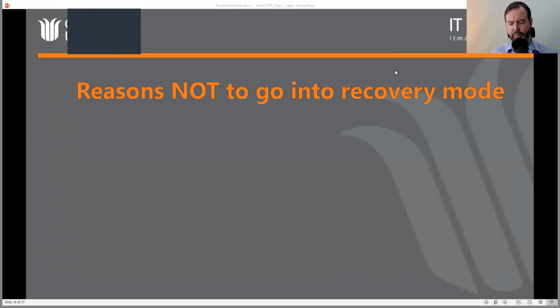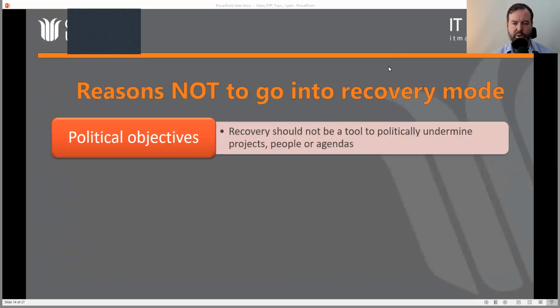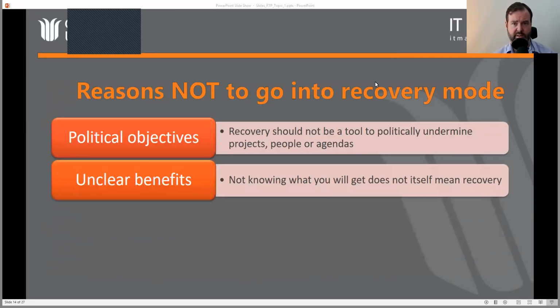So if we're looking at different perspectives, what are some of the reasons why we might not go into recovery mode? Some of these are going to be pretty obvious. We don't want political objectives to be a reason to hit this project with a hammer. We don't want to be saying, well, we don't like this person and we want to make their life miserable, so let's ruin their project. I mean, we've heard stories about that, and some of us may have even seen it happen. But obviously that's not a reason to do this.